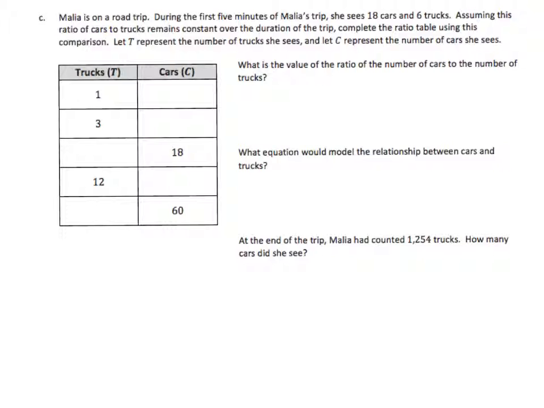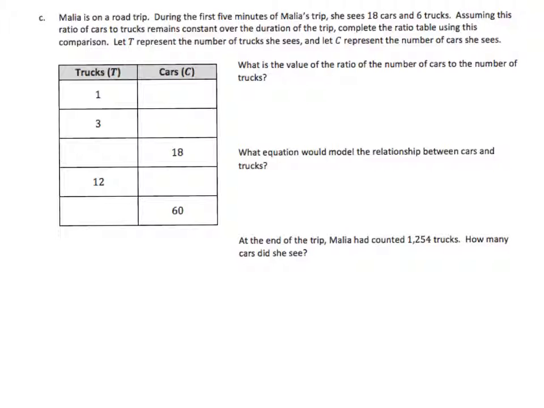Okay, let's look at another situation with using this concept. Malia is on a road trip. During the first 5 minutes of Malia's trip, she sees 18 cars and 6 trucks. So there's the ratio we're going to be working with. Assuming this ratio of cars to trucks remains constant over the duration of the trip, complete the ratio table using the comparison and let T represent the total number of trucks and C represent the number of cars she sees.